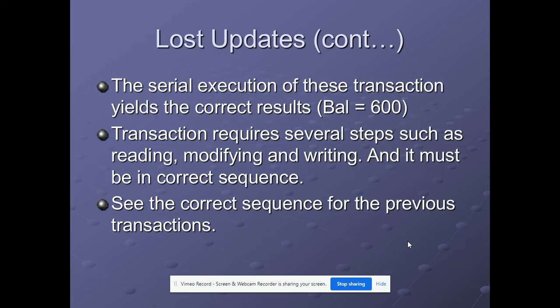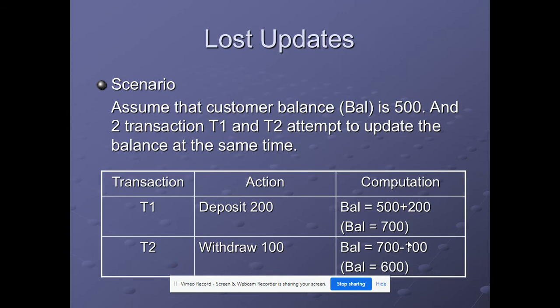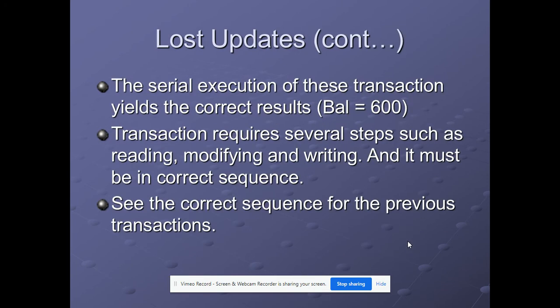So the serial execution of these transactions yields the correct result: balance is equal to 600. So here we have two transactions happening at the same time. Here there was no problem, because we are adding $200 to the amount that is in the bank. So the balance is 700. Then we have made a withdrawal of $100. Then we've got $600. Let's hear what they are saying here.